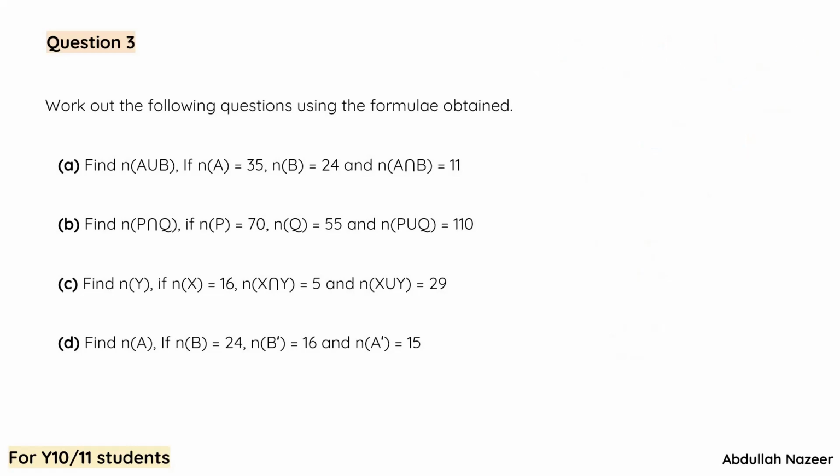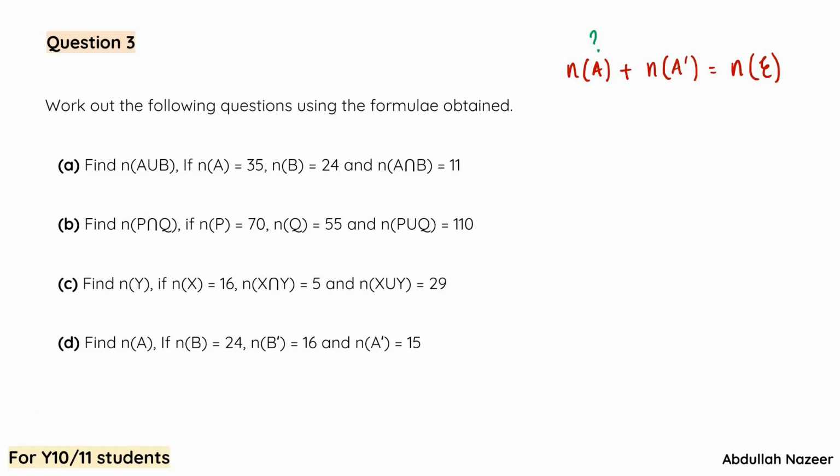Now the final question. Find n(A) if n(B) is 24, n(B complement) is 16, and n(A complement) is 15. So if you see here, the complement sets are involved, which means the second formula needs to be used in order to solve this problem. So the second formula simply says the number of elements in a set added to the number of elements in its complement set equals the total number of elements inside the universal set. Now our question is to find n(A).